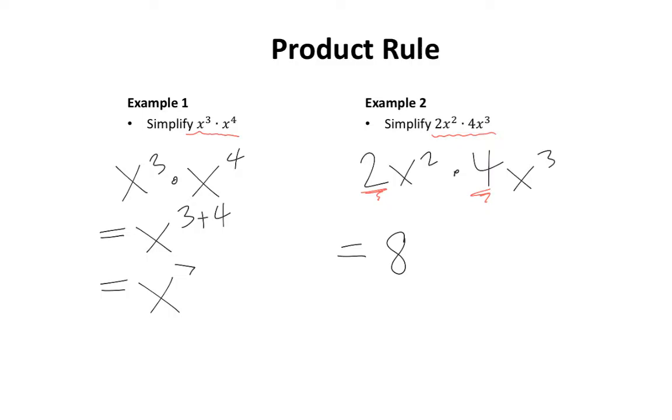Now we can go ahead and take a look at the powers. We are multiplying powers with the same base, therefore we need to add the exponents. So that simplifies to x to the power of 2 plus 3. And the final answer is going to be 8x to the power of 5. You do not need to write that middle step in, however, I've done that for you.